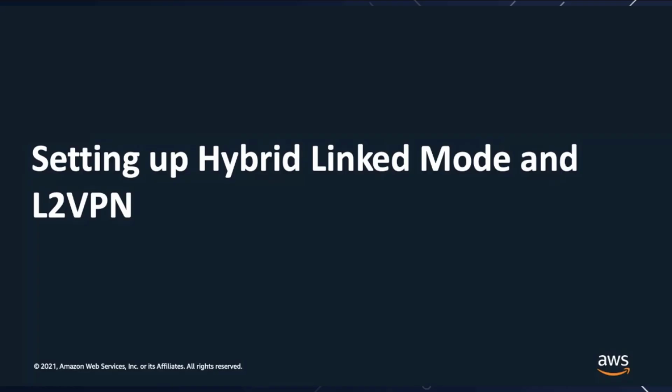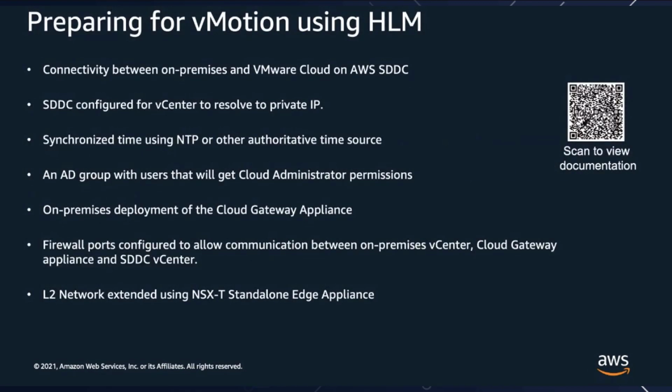Now, time for a demo. How we can set up hybrid link mode and a layer 2 VPN to do a vMotion from our on-premises environment to VMware Cloud on AWS. First, we need to get prepared for the vMotion using hybrid link mode. The most important thing is establishing connectivity between the on-premises environment and the VMware Cloud on AWS SDDC.